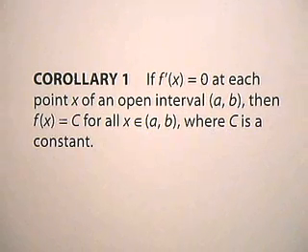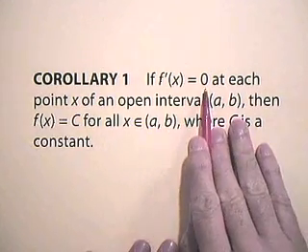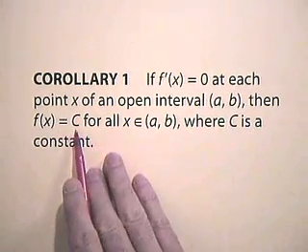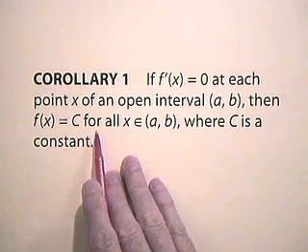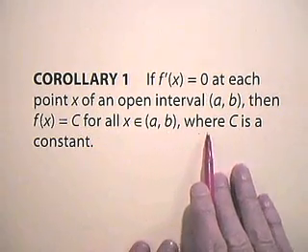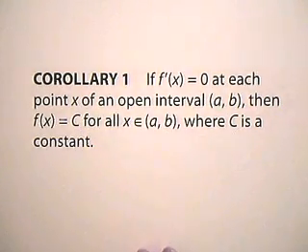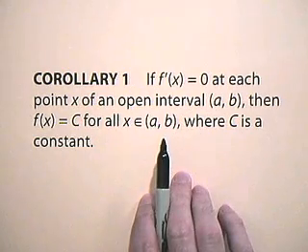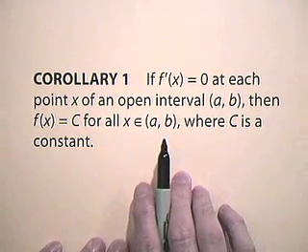Corollary 1. If f prime of x equals 0 at each point x of an open interval (a, b), then f of x equals a constant c for all x in (a, b). That is, f of x equals c for all x in (a, b), where c is a constant. In other words, the only way a function can have zero derivative on an interval is to be constant on that interval. Notice, whenever you differentiate a constant, we know we get 0, and so what this is telling us is that's the only way to get 0 when you differentiate a function differentiable on an interval.